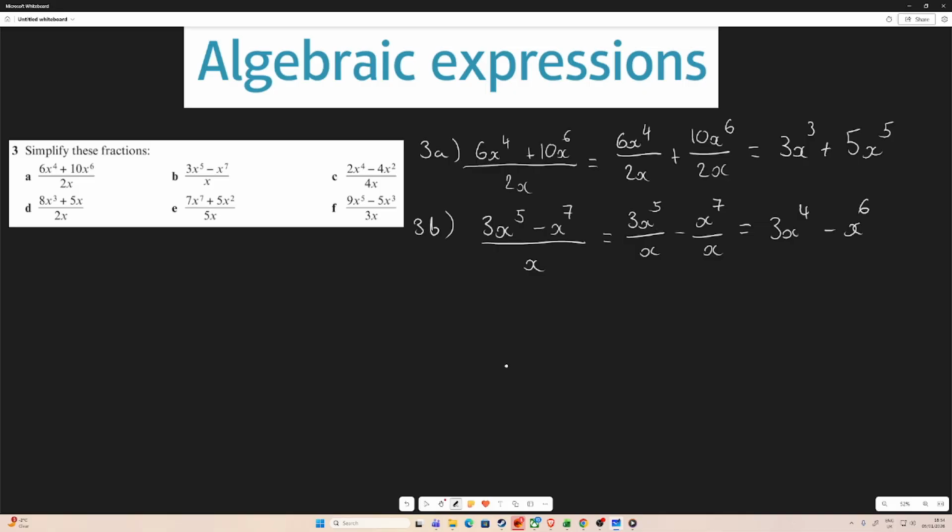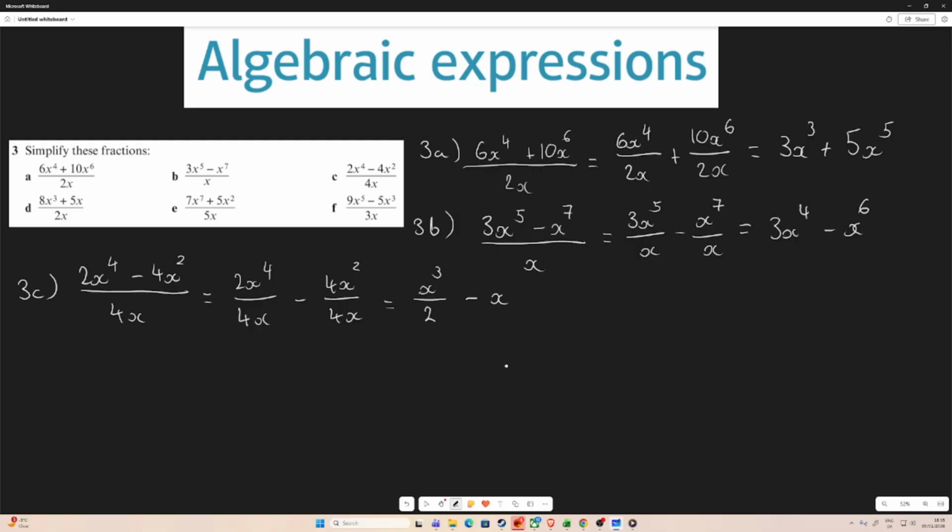Okay. Let's try 3c here. So 2x to the 4 minus 4x squared divided by 4x. This is the same as 2x to the power of 4 over 4x minus 4x squared over 4x. So we can write it as x cubed over 2, because 2 over 4 is just a half, minus x.